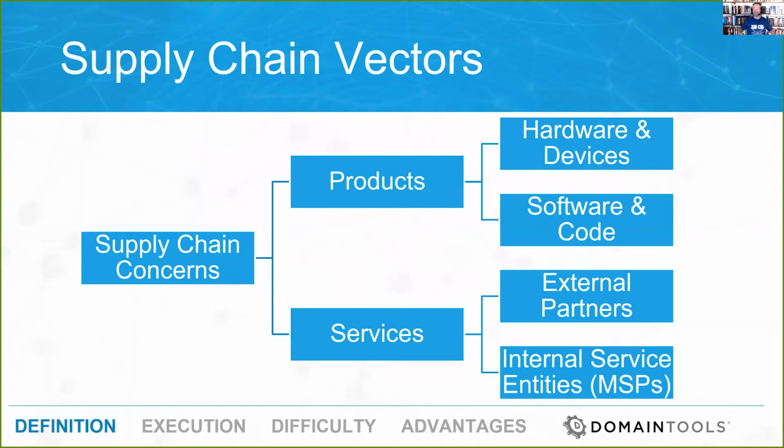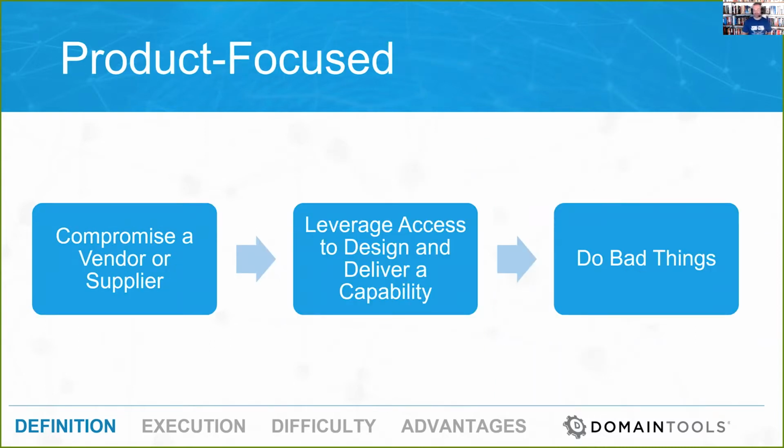So looking at that, we have a number of potential ingress points or touch points for adversaries in trying to impact or get into the supply chain for a given organization. We have product and services components, with those further breaking down into hardware and device supply chain security on the product side, as well as software and even underlying code bases if we're talking about open source projects. And then for services, we have external partners and other entities, as well as internal service entities, entities we invite into our networks to manage things for us, such as managed service providers and similar organizations.